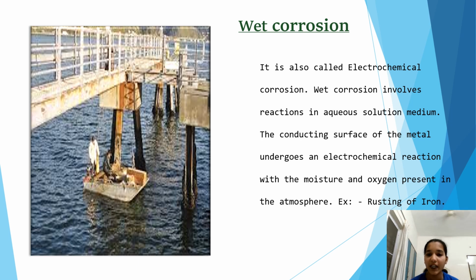Wet corrosion. It is also called electrochemical corrosion. Wet corrosion involves reaction in an aqueous solution medium. The conducting surface of the metal undergoes an electrochemical reaction with the moisture and oxygen present in the atmosphere. Example, rusting of iron.